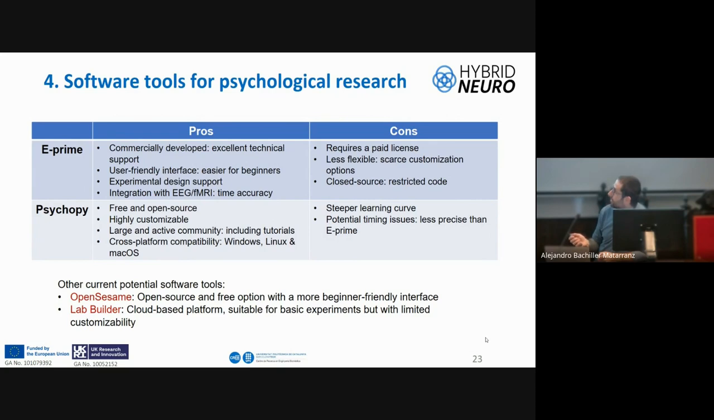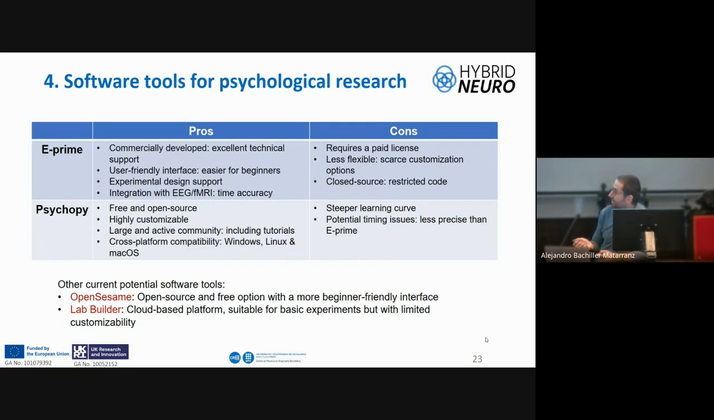About the cons, the drawbacks of E-Prime: it requires a paid license. It is less flexible or not flexible, because there are very few customization options. It is closed source, so it's not possible to access the code. For this reason, it's not possible to perform some customization.